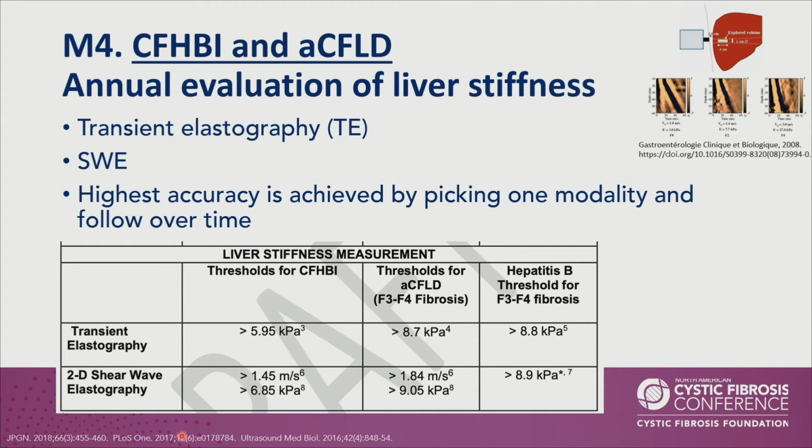There are mild variations in values in the results of TE and shear wave elastography that correlate with cystic fibrosis hepatobiliary involvement and advanced liver disease. Again, here we put, as well as in the fibrosis indices, hepatitis B as a comparison. This is a very common form of liver disease in the general population, and so does provide some comparison for us when we're thinking about our patients with cystic fibrosis.